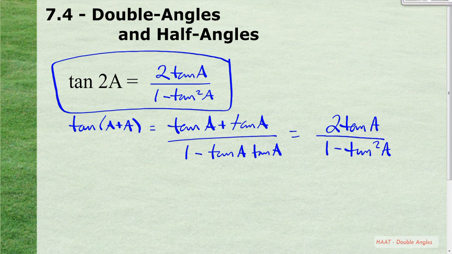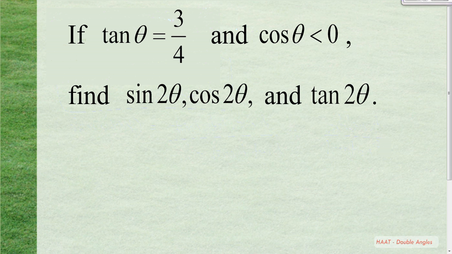So I want to do one example, and then the homework is pretty straightforward. You're going to be drawing right triangles again, and then using that information to go through and solve stuff out. So for the example here, tangent of theta is 3/4. You know that cosine of theta is less than 0. That information right there should be enough to tell you which quadrant you're in. And then you're going to find sine of 2 theta, cosine of 2 theta, and tangent of 2 theta. So then what we're going to do is after we find all the parts, we're going to go through and we can figure things out.